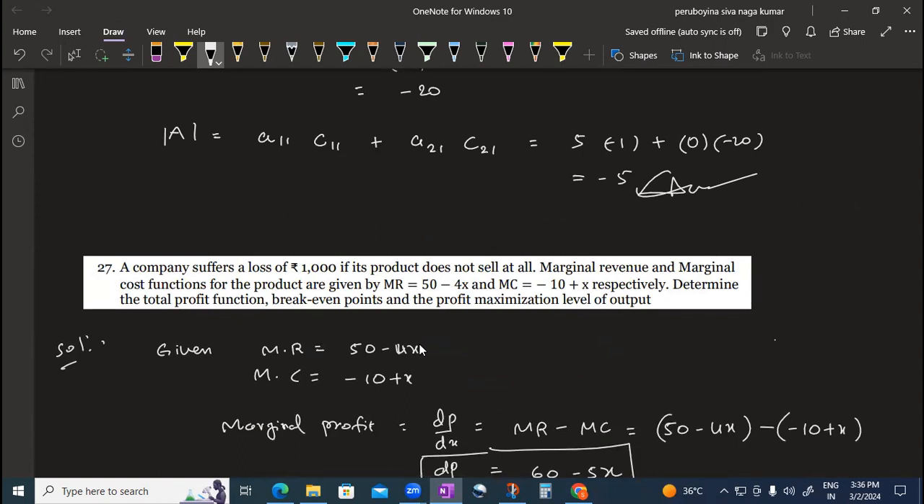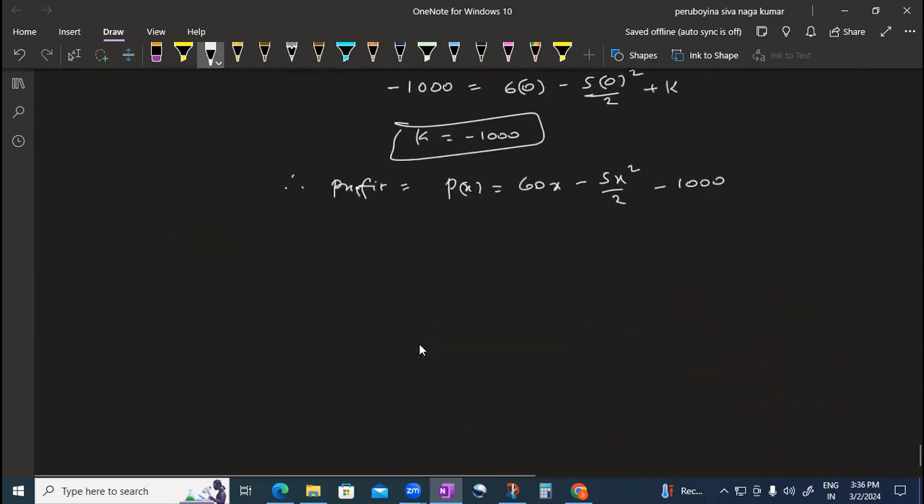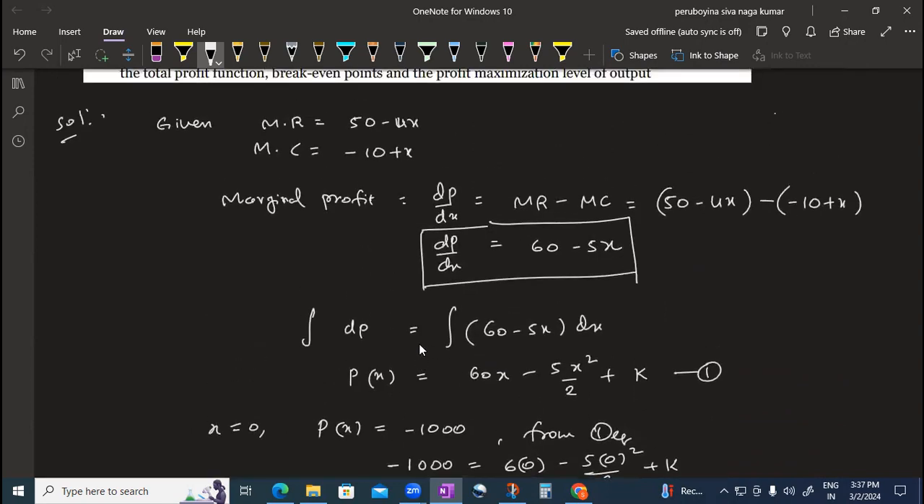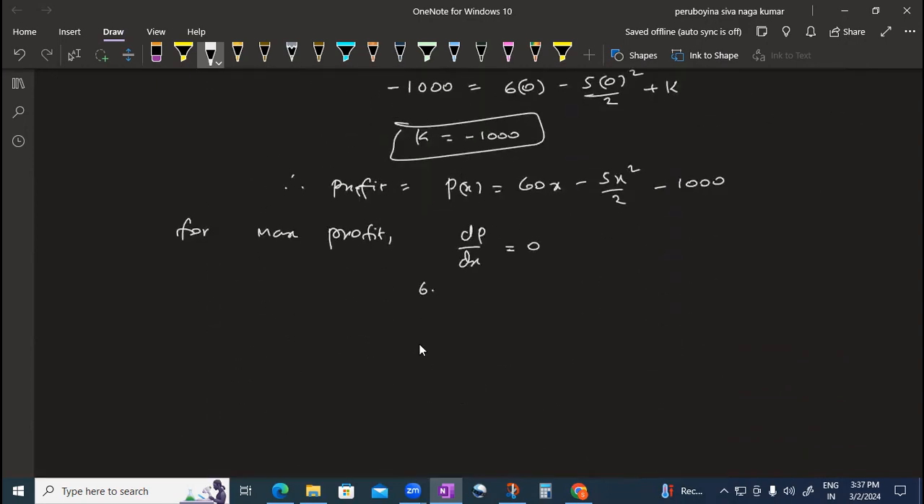Determine the total profit function. Okay, we created the total profit function P of x. And it asks for the break-even point and the profit-maximizing level of output. So for maximum profit, dP by dx is equal to 0. We already have dP by dx as 60 minus 5x. So 60 minus 5x is equal to 0. x is equal to 60 by 5, which is 12.